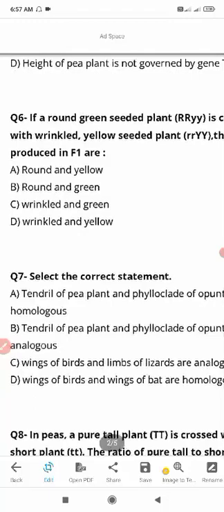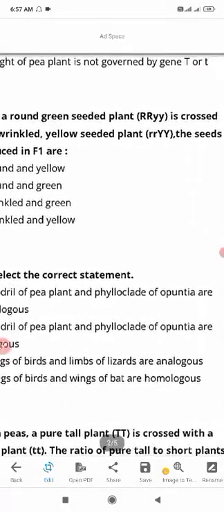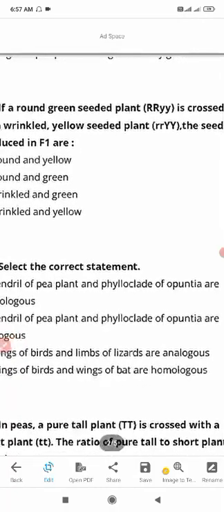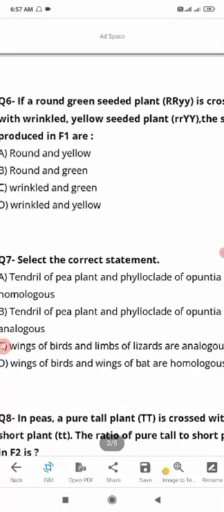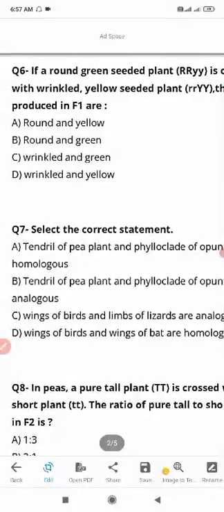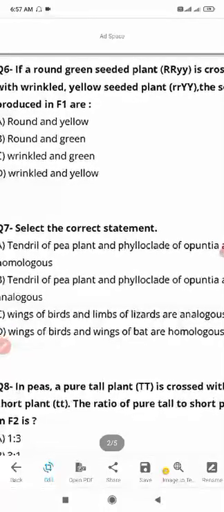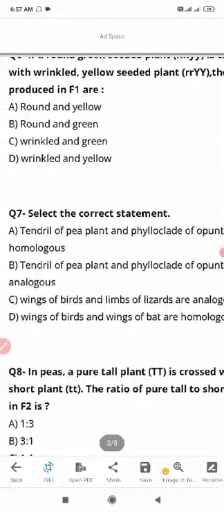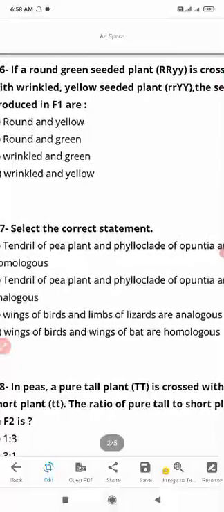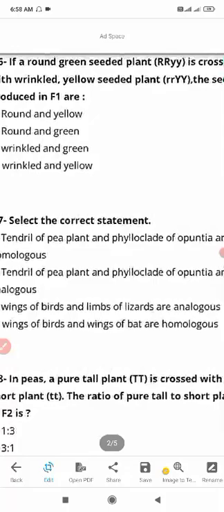Now question number 7. Select the correct statement. Tendril of pea plant and phylloclade of Opuntia are homologous. Tendril of pea plant and phylloclade of Opuntia are analogous. Wings of birds and limbs of lizard are analogous. No. Wings of birds and wings of bat are homologous. This will be the correct answer.